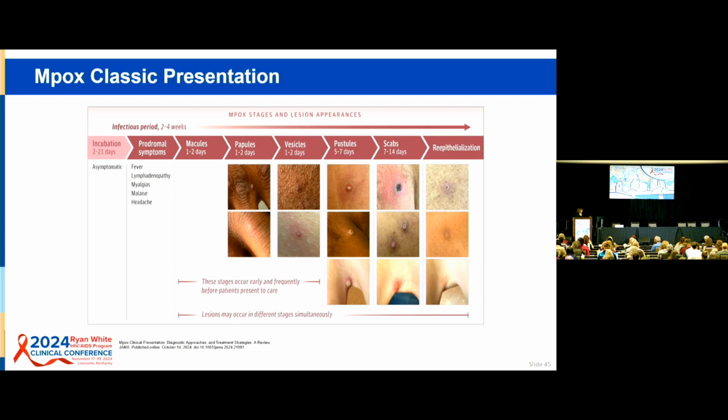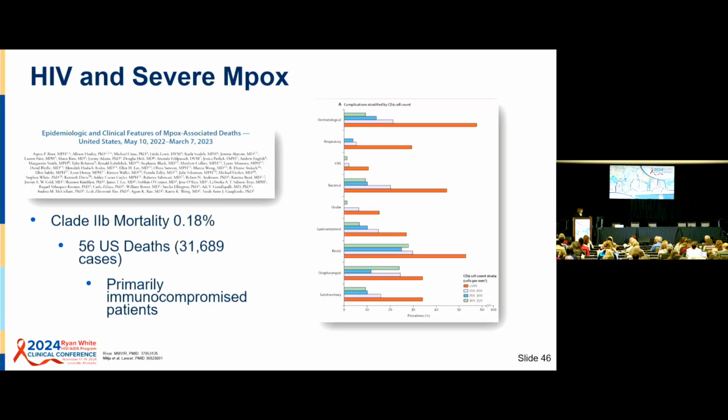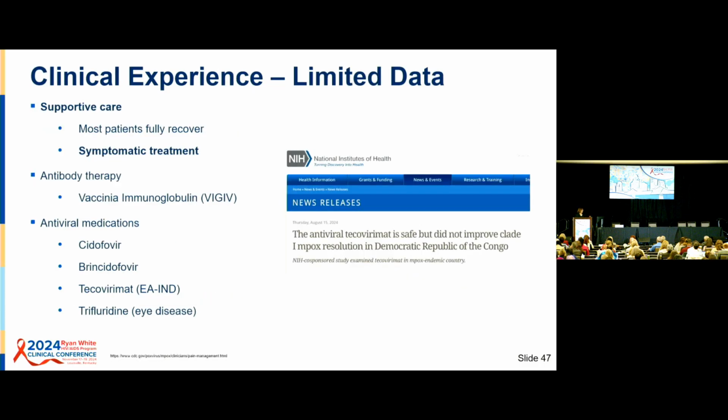So mpox, we also discussed briefly. We know that it's a long incubation period. It goes through all these stages. What's important for you to know is that those who have severe disease were the patients with HIV, and HIV with low CD4s, and I think Dr. Cheever spoke about that yesterday. Multiple dermatologic involvement, oral, rectal, incredibly painful. Those who died in the US from mpox were those who were severely immunosuppressed.